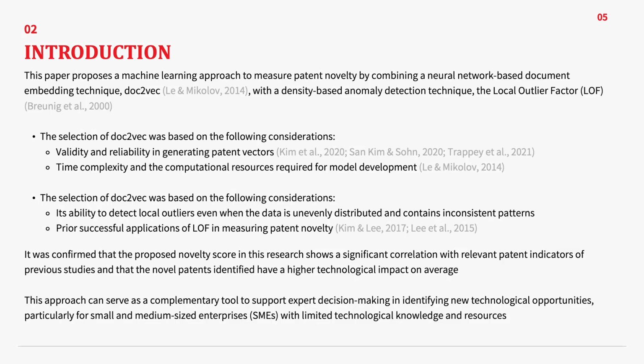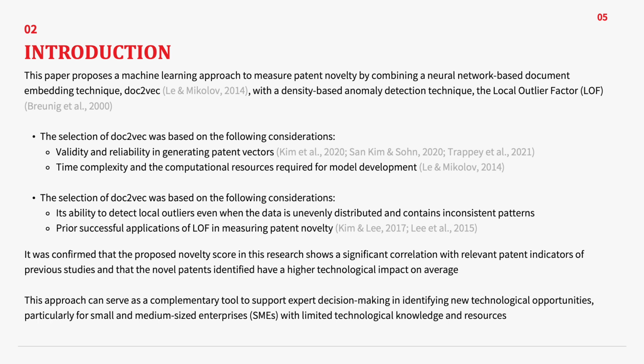This study introduces a machine learning approach to measuring patent novelty. It combines a neural network-based document embedding technique, doc2vec, with a density-based anomaly detection method called the local outlier factor, or LOF.